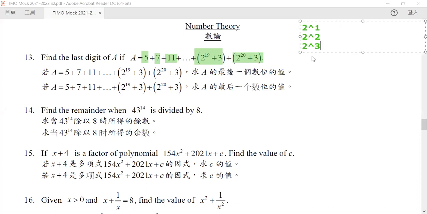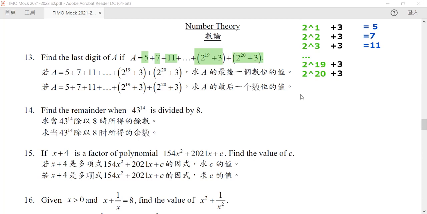Okay, so now I will not go on to list out all the possible ways of writing this, other than the last two. So it will be 2 to the 19 plus 3 and 2 to the 20 plus 3. Now the sum of all these numbers will be our A, right? 5 plus 7 plus 11 and so on and so forth. The sum of all the green and all the black will be A.